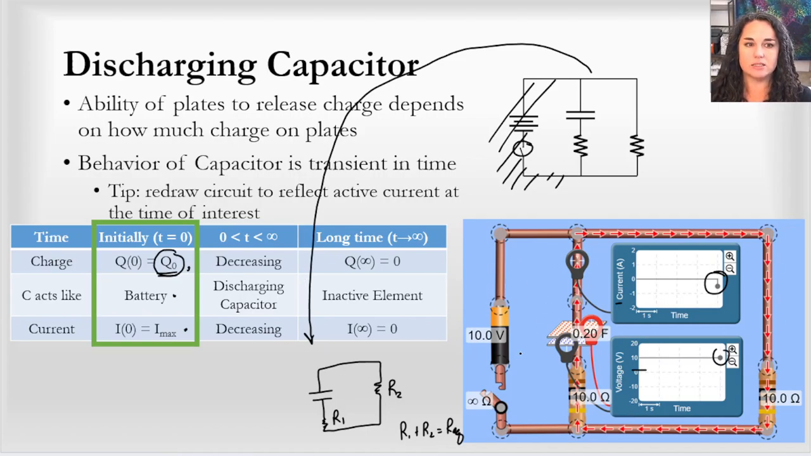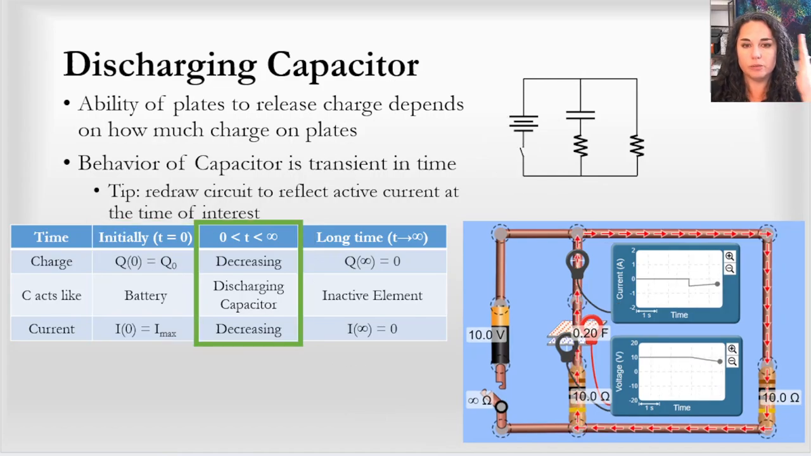As we let this capacitor discharge over time, so when we look at a period of time between 0 and infinity, after we open the switch and the capacitor isn't all the way discharged yet, it's going to have a decreasing charge.